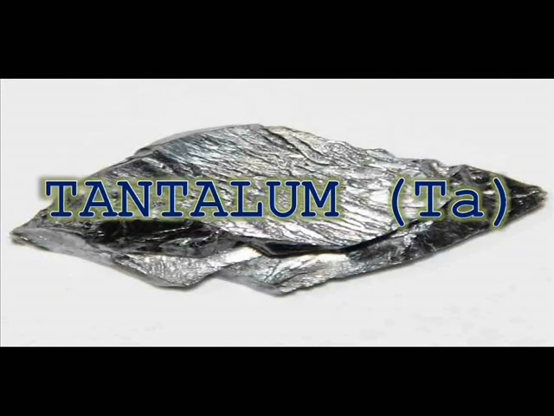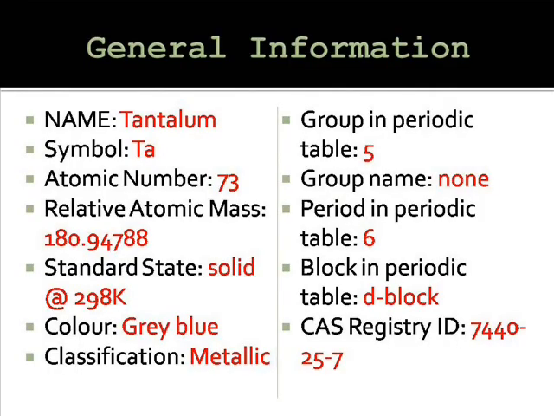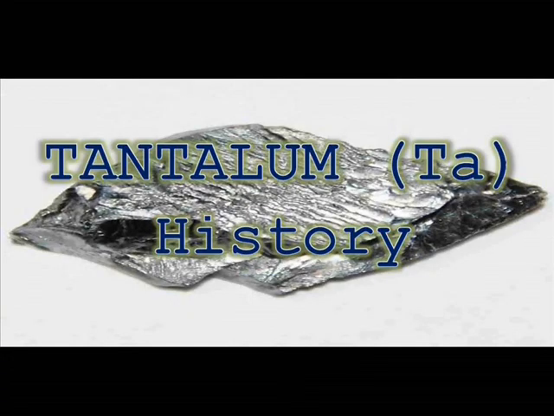Tantalum is the next element. Here is the general information about tantalum. Its symbol in the periodic table of elements is Ta. Its atomic number is 73. It is a gray-blue solid at room temperature. It belongs to group 5, period 6 in the periodic table of elements, and it is found in the d-block or the transition metals block.